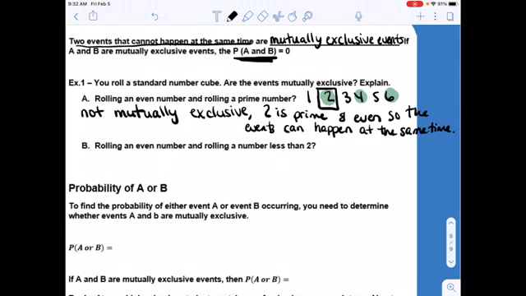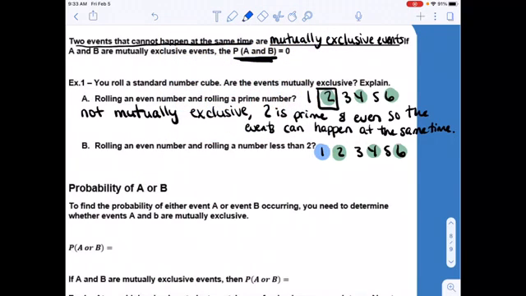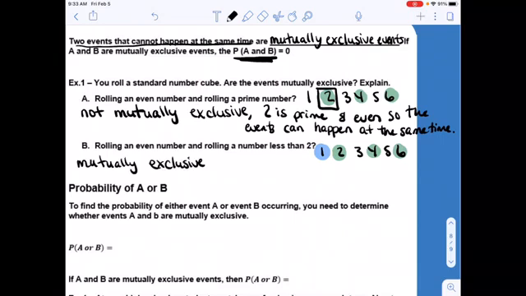So our next example, rolling an even number and rolling a number less than 2. So we have 1 through 6 again. I really like to visualize these. So we have even numbers, and we need a number strictly less than 2. Well, the only number that is less than 2 is 1. So because these events do not overlap, they cannot occur at the same time. This is mutually exclusive. We can say there is no even number less than 2 on a number cube.